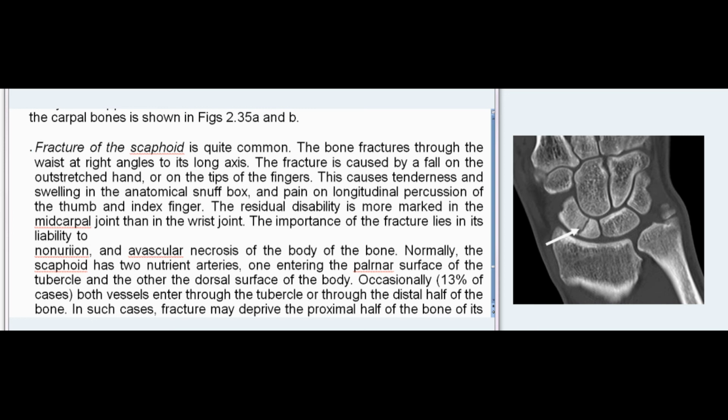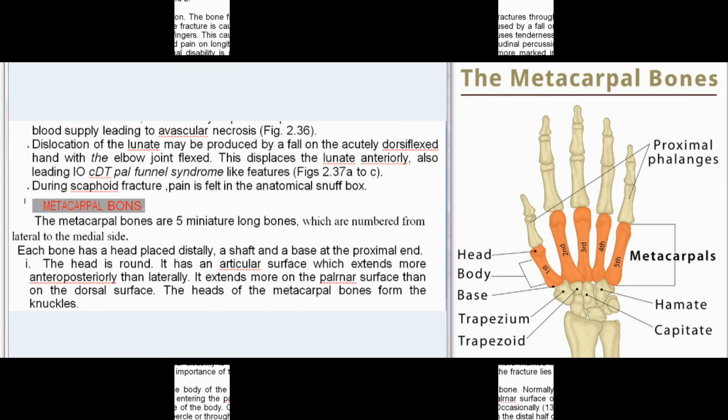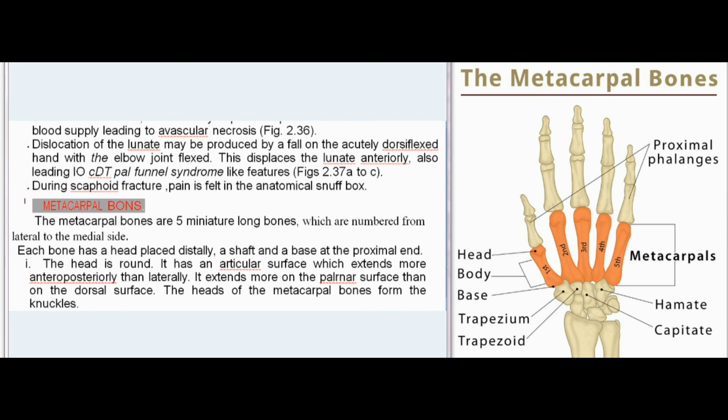The importance of the fracture lies in its liability to nonunion, and avascular necrosis of the body of the bone. Normally, the scaphoid has 2 nutrient arteries, one entering the palmar surface of the tubercle and the other the dorsal surface of the body. Occasionally, in 13% of cases, both vessels enter through the tubercle or through the distal half of the bone. In such cases, fracture may deprive the proximal half of the bone of its blood supply, leading to avascular necrosis, Fig 2.36.